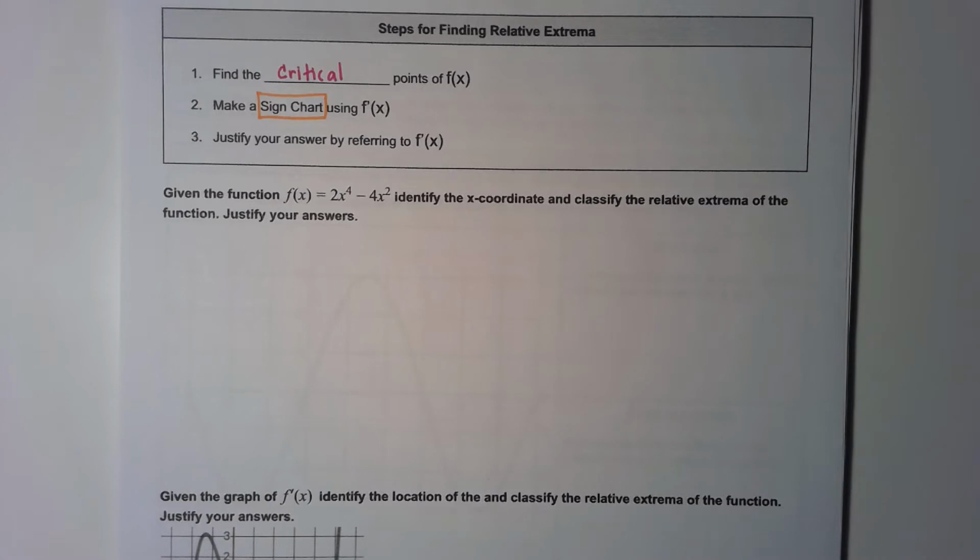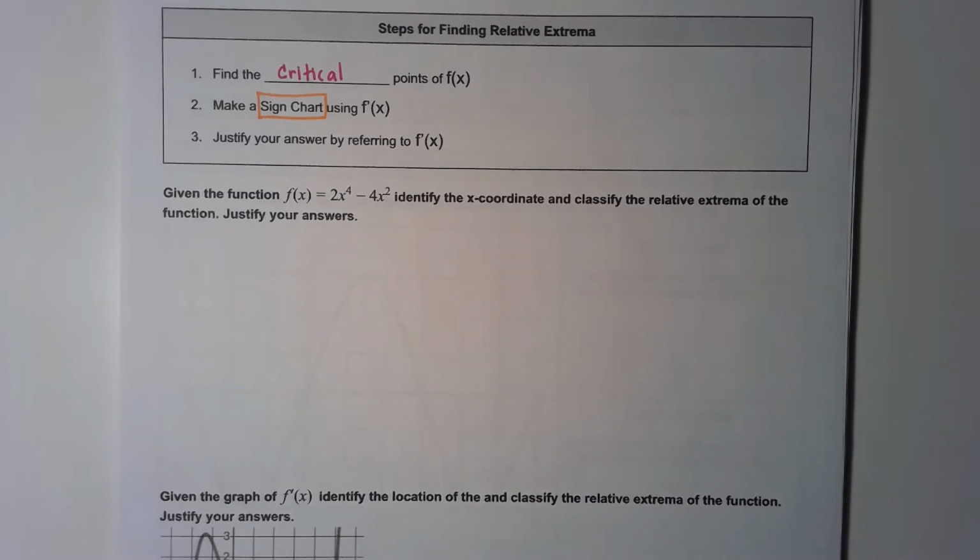We did this when we were finding whether a function was increasing, decreasing, or the locations of the critical points. And then once you've done that, you can see where the derivative changes signs and identify the extrema. Finally, you're going to justify your answer using f prime. So you want to actually explain your reasoning by referring to what's happened to the signs of f prime.